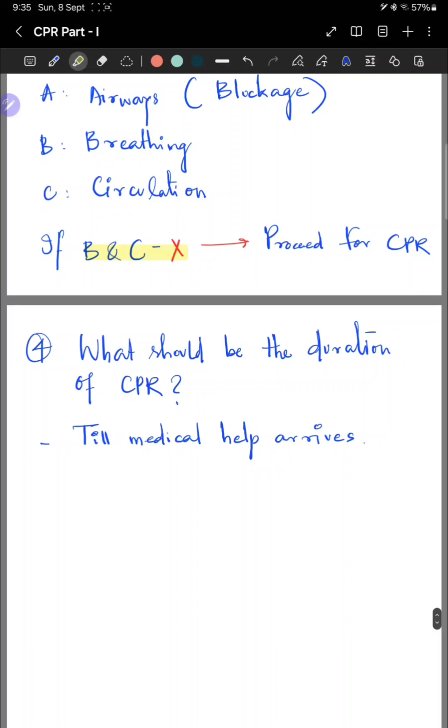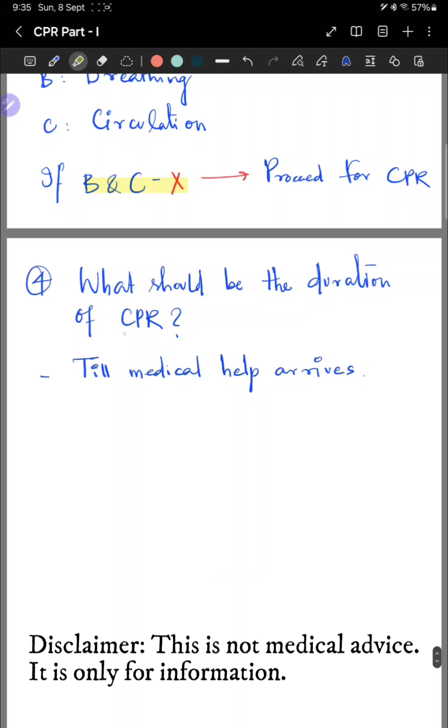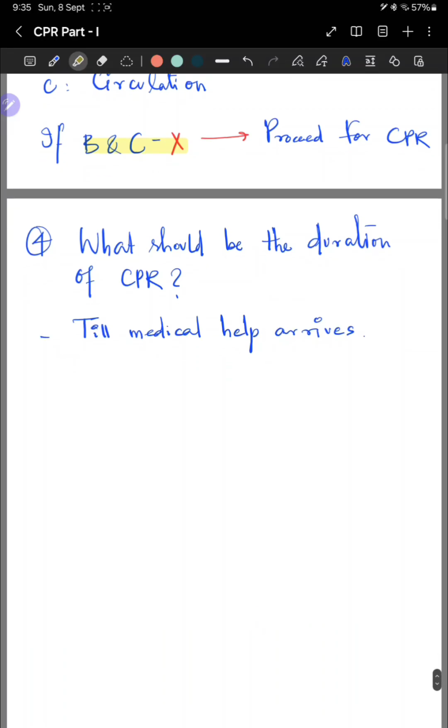Before giving CPR, make sure the person is placed on a hard surface, otherwise CPR will not be effective. Now, what should be the duration of CPR? Perform CPR till medical help arrives. That is why from the starting, someone should call the ambulance and other people should be present around so that someone else can take over when the one performing the CPR is tired. Now, let us see some more points regarding CPR.